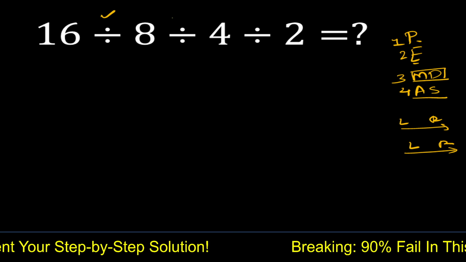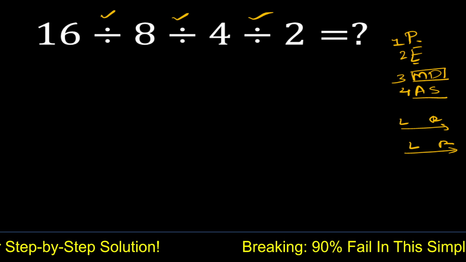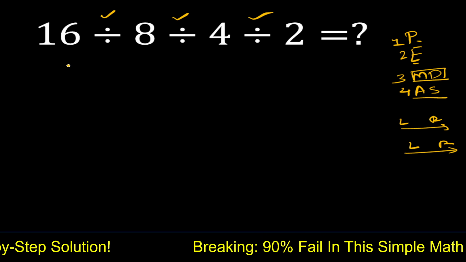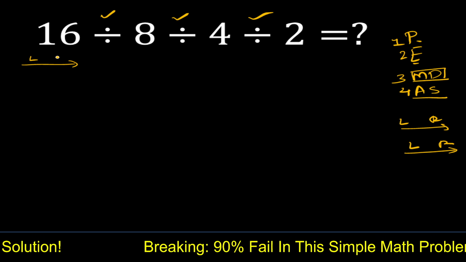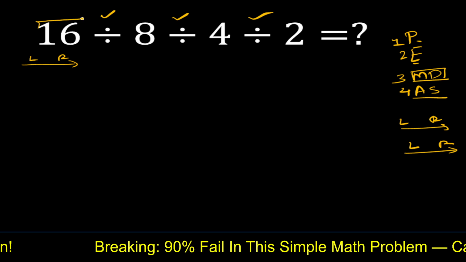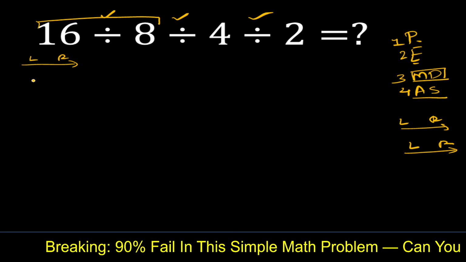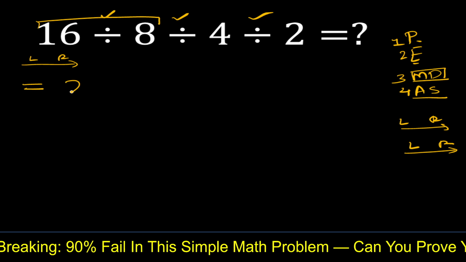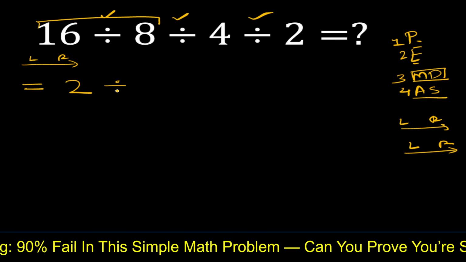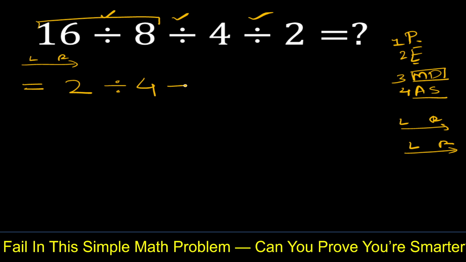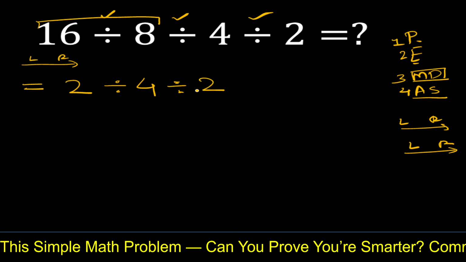So here we have one division, here division and here division. And all have equal priority. So we have to solve it from left to right. So first we have to solve this division, right? So 16 divided by 8 is equal to 2. Divide 4, divide 2, right?